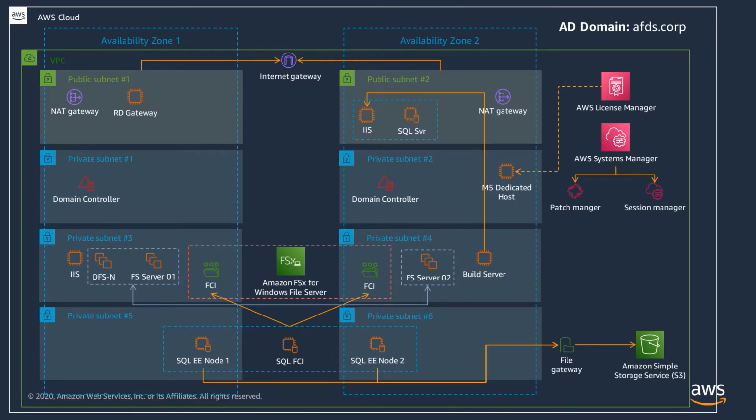Let's recap on the current architecture. Currently, Acme Financial Data Services has two file servers, one in each availability zone, serving out its shares. Additionally, it has a distributed file system namespaces server, creating a single location for users to access those shares. These file servers are currently standalone, meaning they lack high availability and are single points of failure. This complicates maintenance tasks such as patching, by causing outage windows.